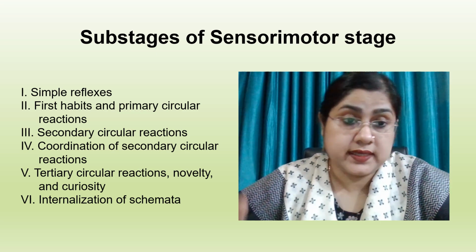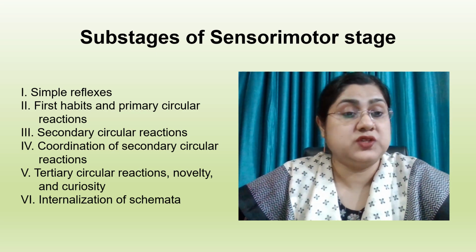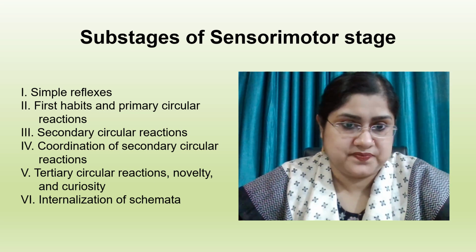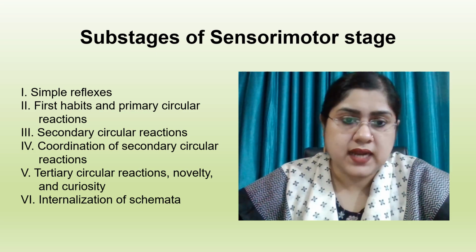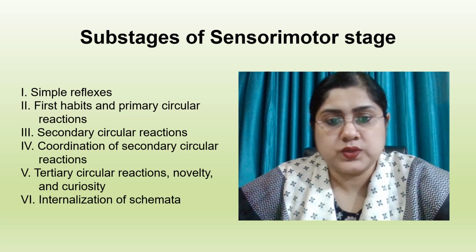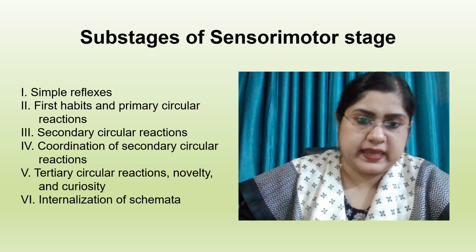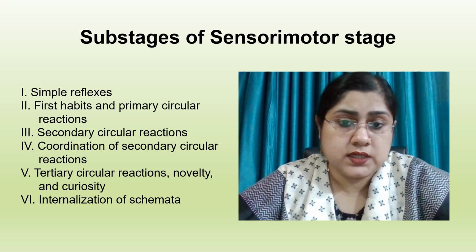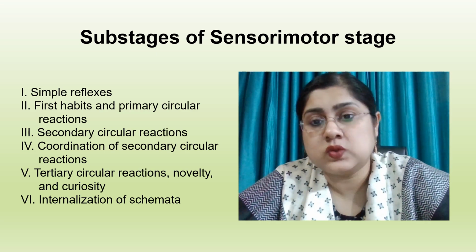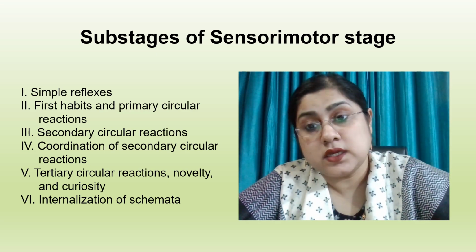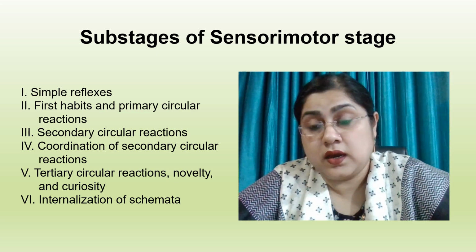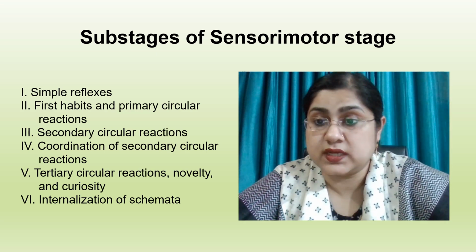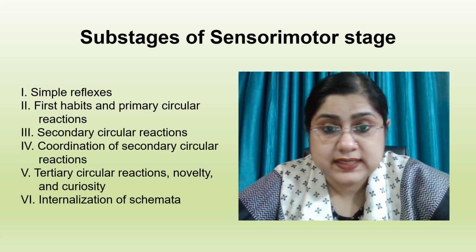Then the next substage is the development of first habits and primary circular reactions. This starts from 1 month and goes up to 4 months old. During this time, infants learn to coordinate sensation and 2 types of schema. Basically, the first one is related to habit and the other one is related to circular reactions.